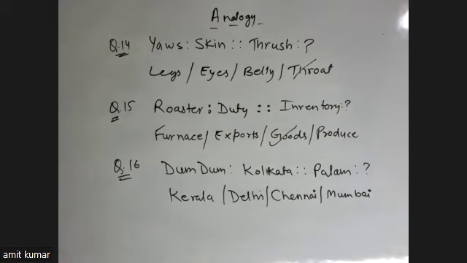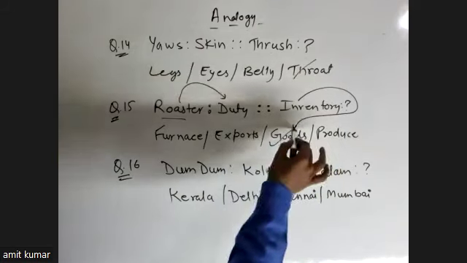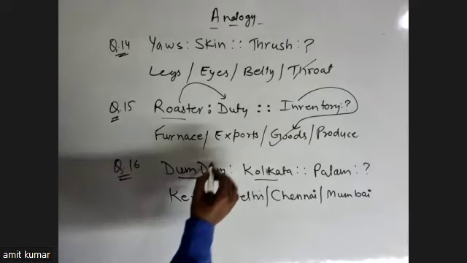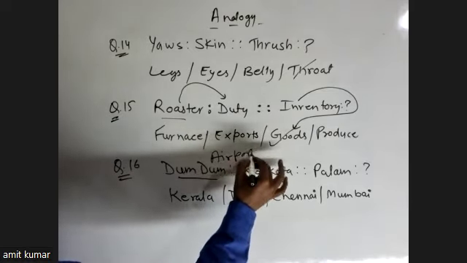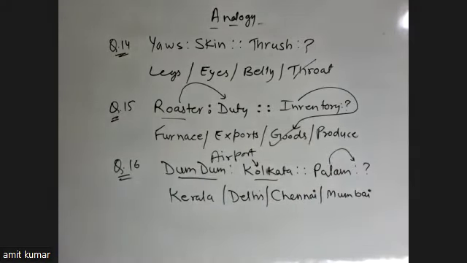Actually, my network. Okay, no issue. Look, beta, what is a roster, beta? Roster is a list of duties and inventory is a list of goods. Now, Dum Dum is related to Kolkata. How? Dum Dum is an airport at Kolkata. Palam is an airport at where, beta? Delhi. Very good, very good. All these three questions are clear to everyone.